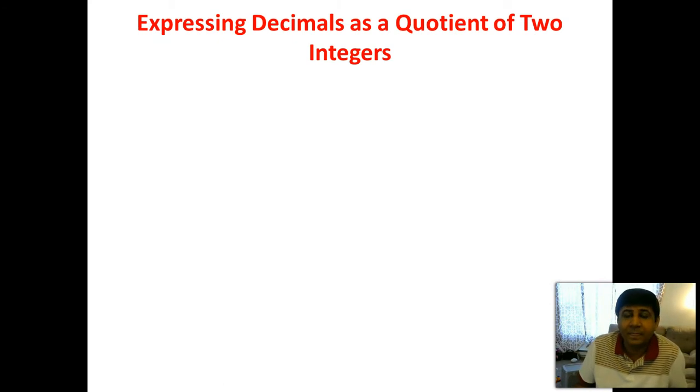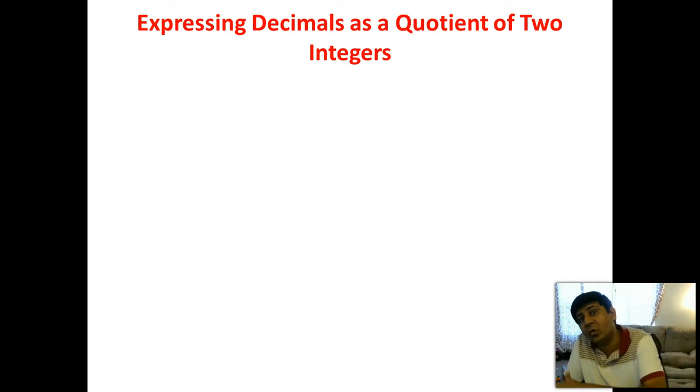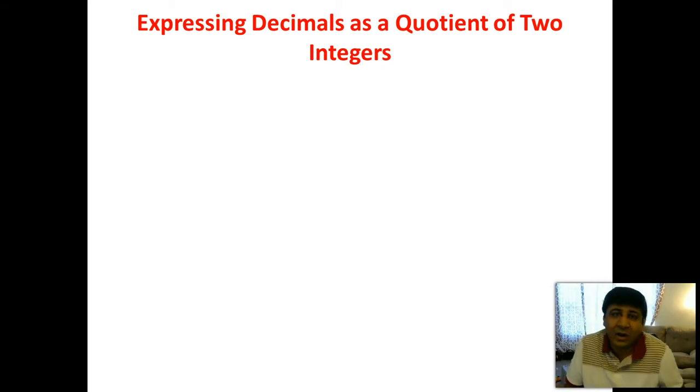Now how do you go backwards? Expressing a decimal as a quotient of two integers. The previous one was easy. You can just simply use a calculator and you will have a decimal representation. Now if you have a decimal and you want to go back to integers, it might require a little bit of work. Not that hard, a little bit of work.